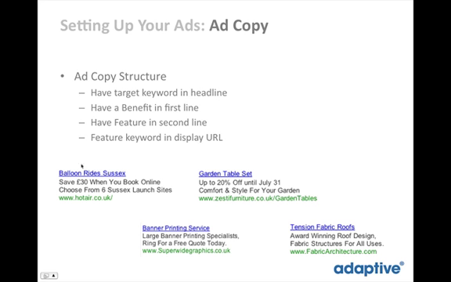So here are a few examples where we've got the keyword balloon ride Sussex in the headline. You then have a benefit where they can save £30 if they book online, and the feature is that they can choose from 6 launch pads within Sussex. Another example here, tension fabric roofs as a keyword. They have award-winning roof designs, and the structures can be used for all uses.